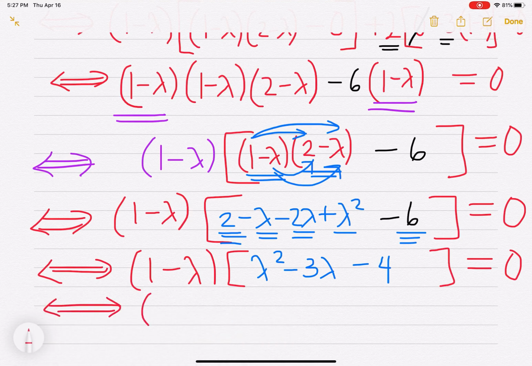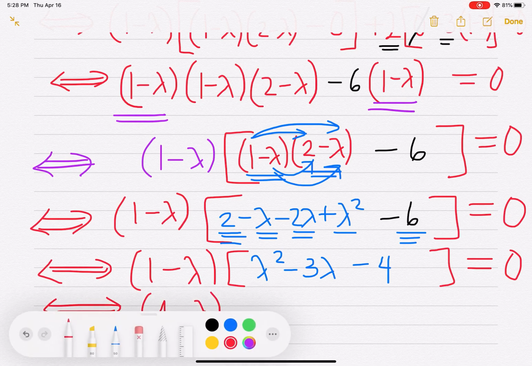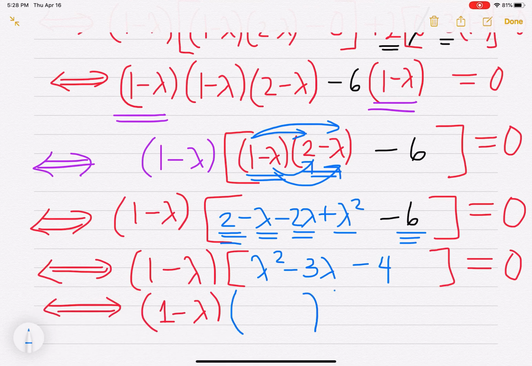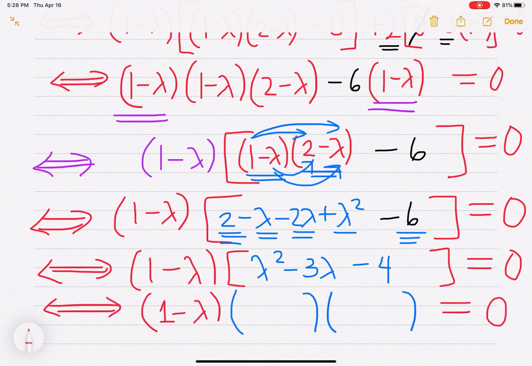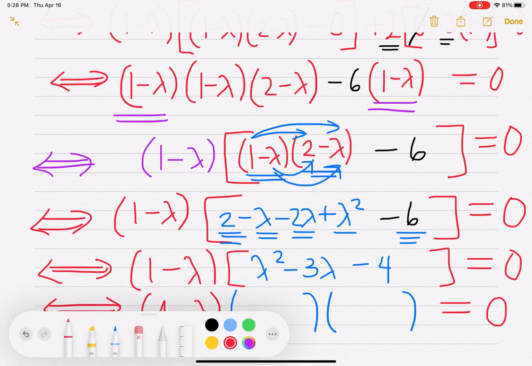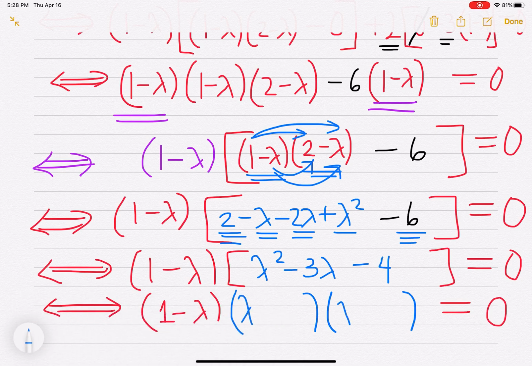We have 1 minus lambda. We're going to factor this blue stuff. I'm going to put blue parentheses here, and this is all equal to 0. Don't forget this is all equal to 0. How do you factor that? Well, you're going to have a lambda, and then you got to find two numbers that multiply to give you negative 4 and add to give you negative 3. I'm going to do negative 4 and positive 1, right? They multiply to give you negative 4, and that'll give you negative 3.